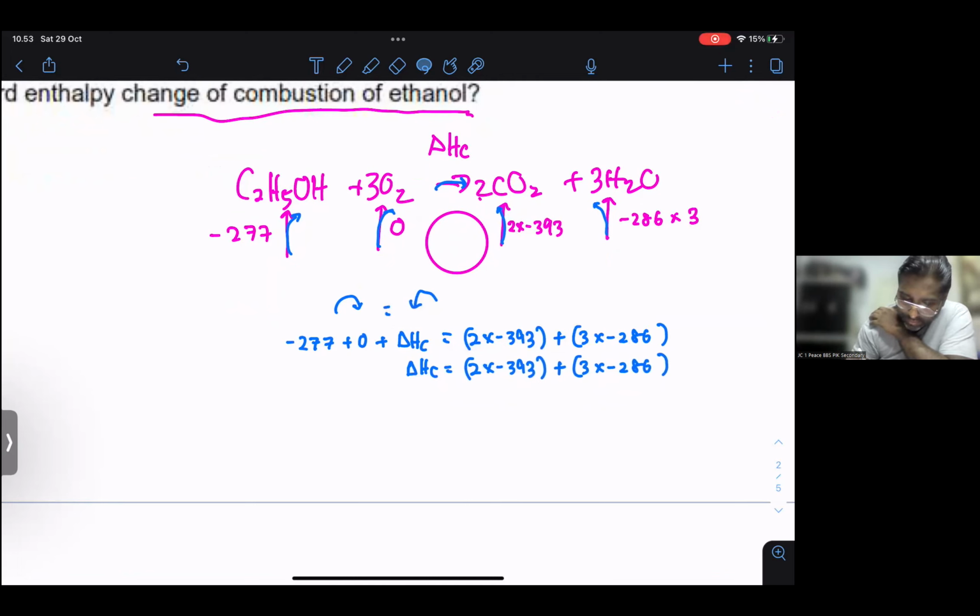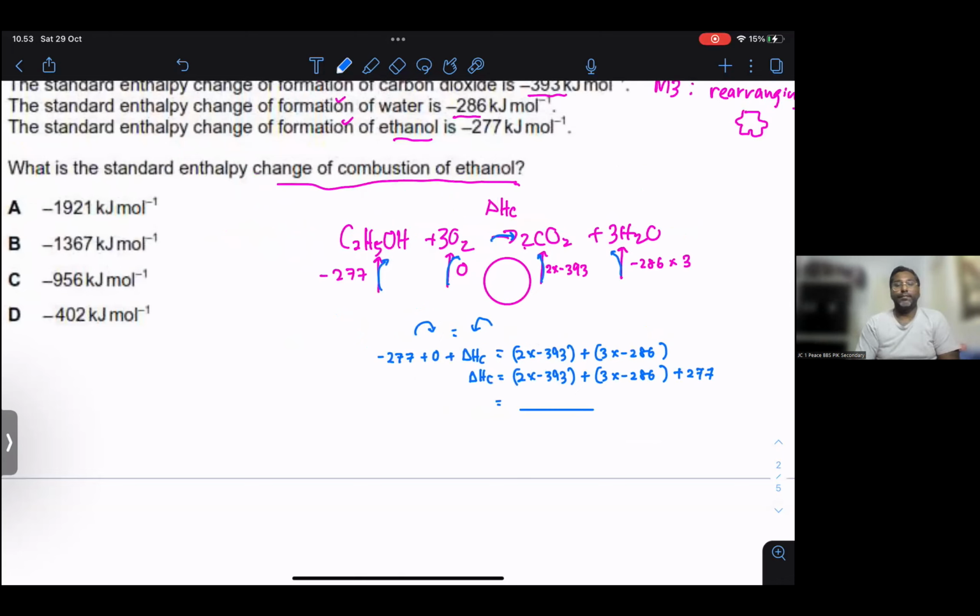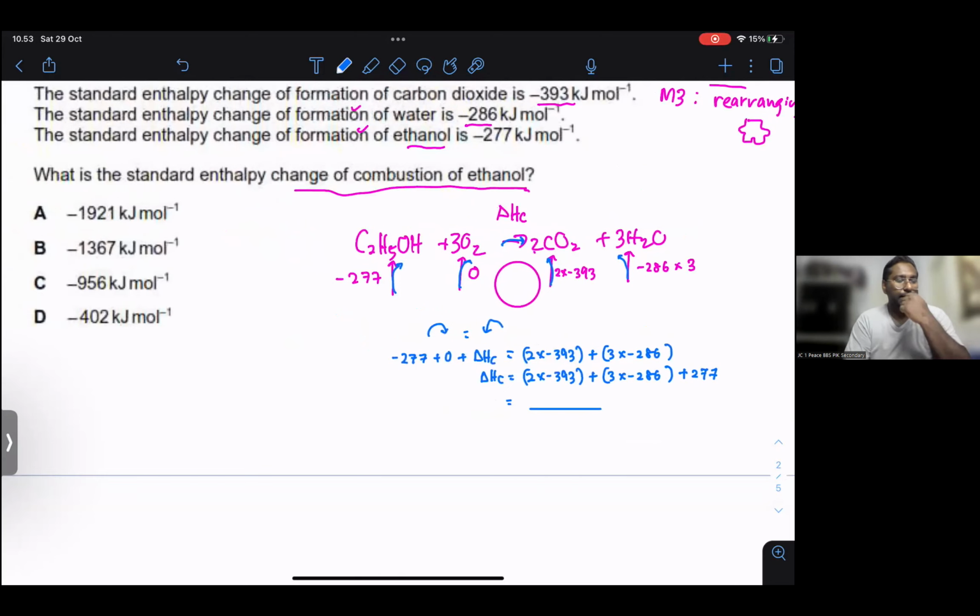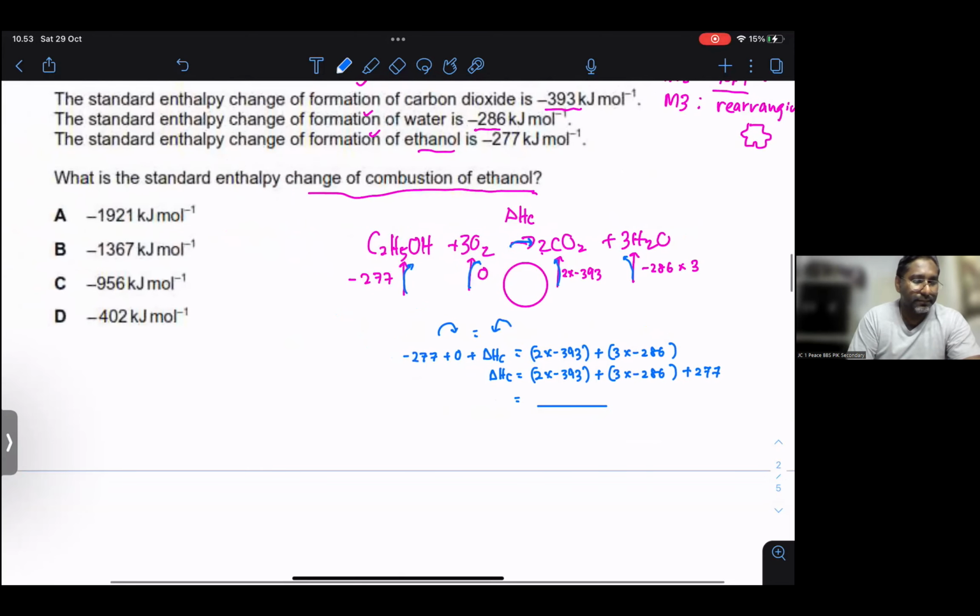Mayumi and maybe Wilson and Aurelia, please help me to calculate this. So this one, I bring it over there, plus 277. Negative 1367. Okay, so negative 1367.